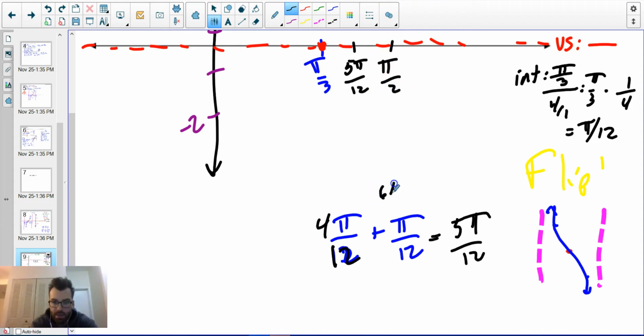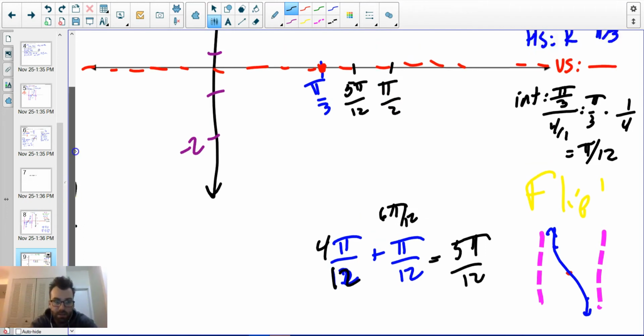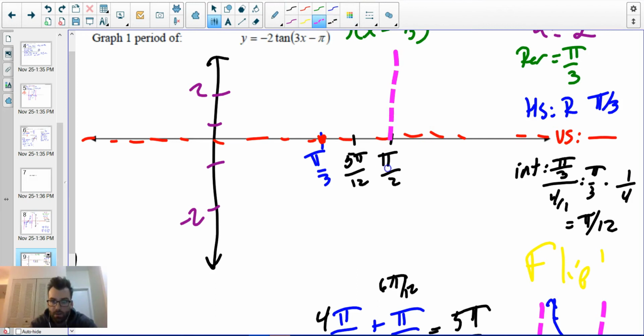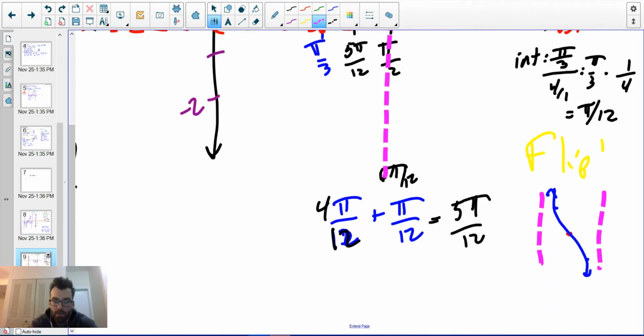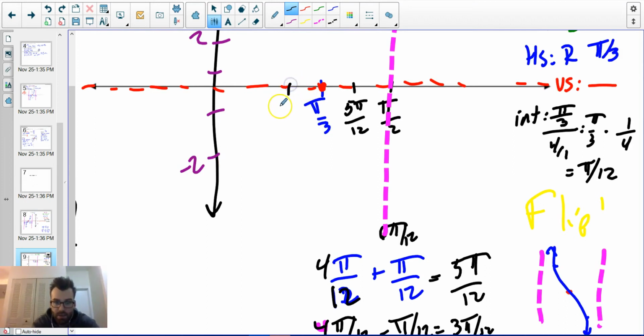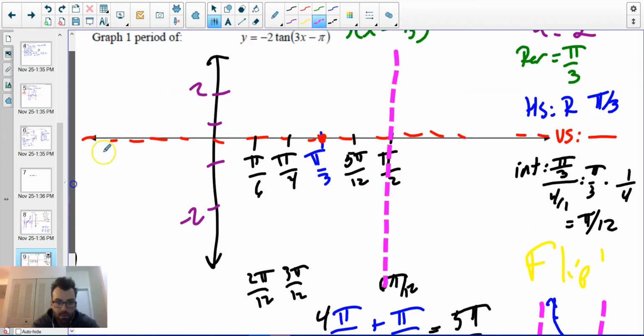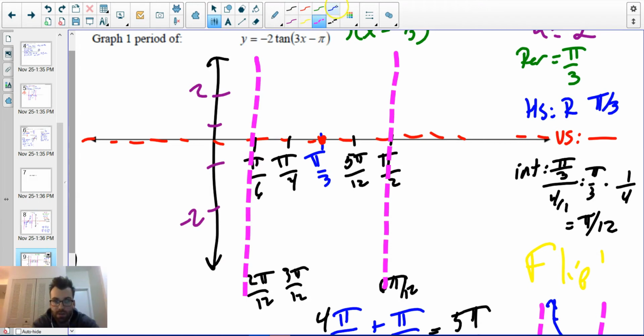All right, if you're having trouble with the fractions, I like to write it down here and then realize, okay, 6 pi over 12, that's pi over 2. That's 2 units to the right of my middle point. So I have a vertical asymptote. Now I need to find my other. Let's go 4 pi over 12 minus pi over 12 is 3 pi over 12. If I simplify that, that's just pi over 4. 2 pi over 12, which is just pi over 6. And then I have a vertical asymptote there, because that's 2 units to the left.